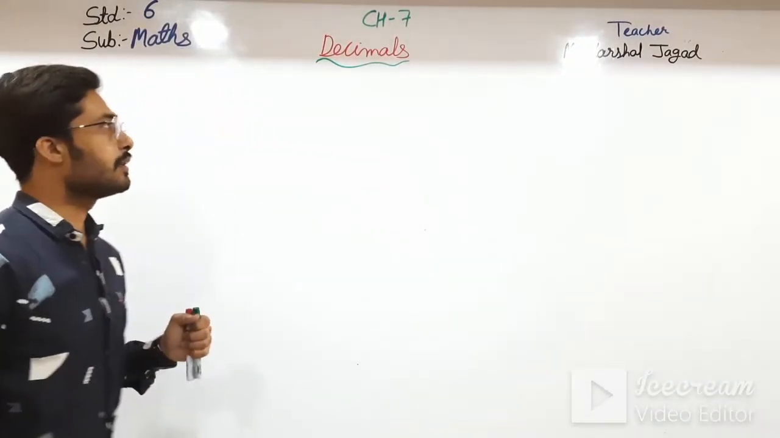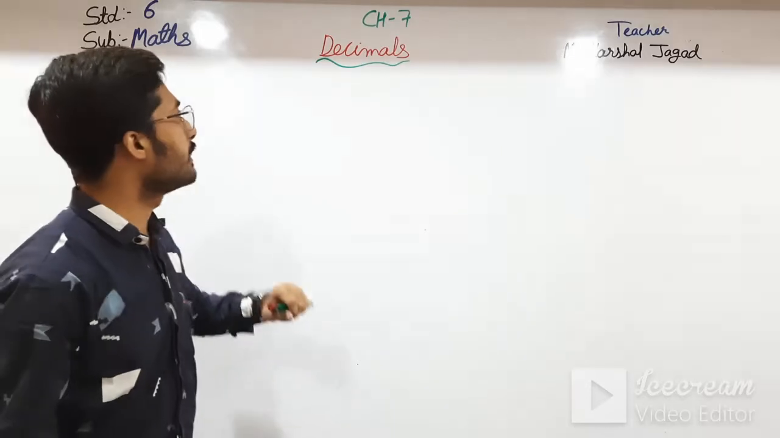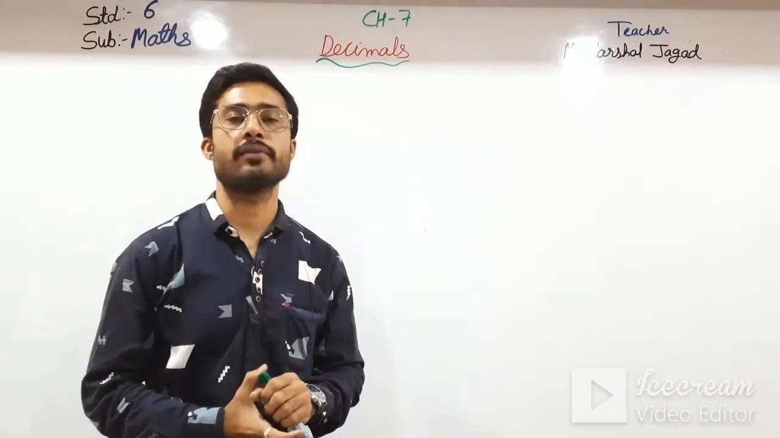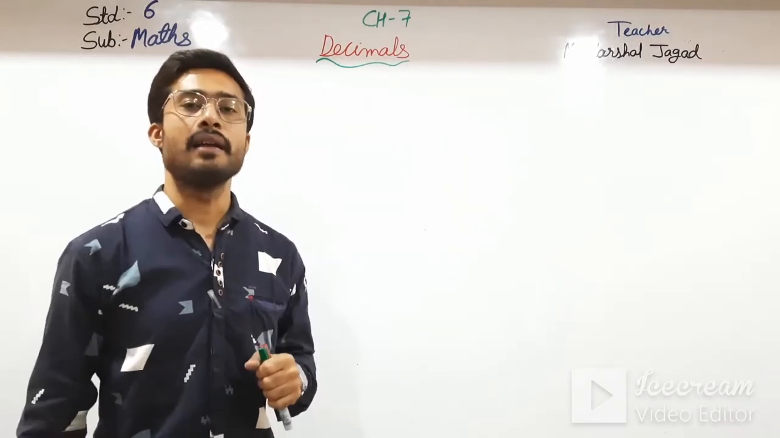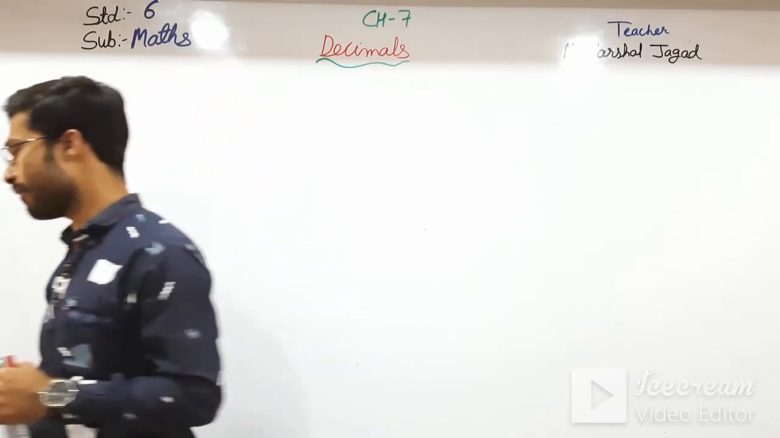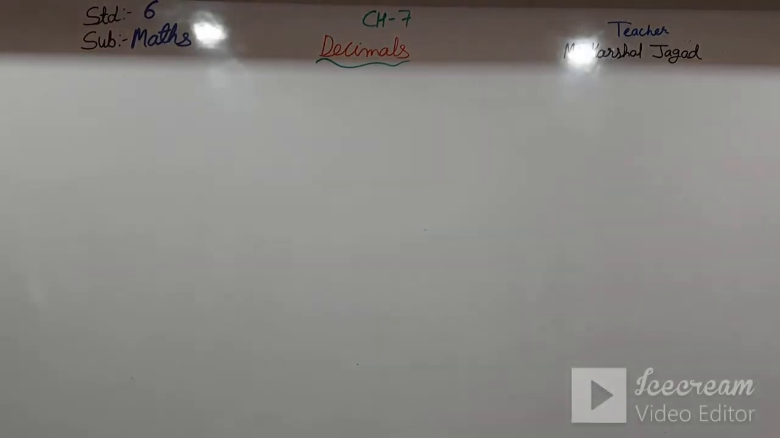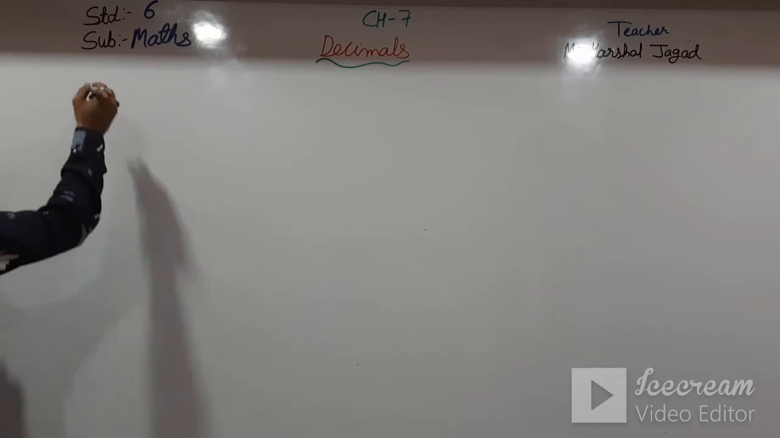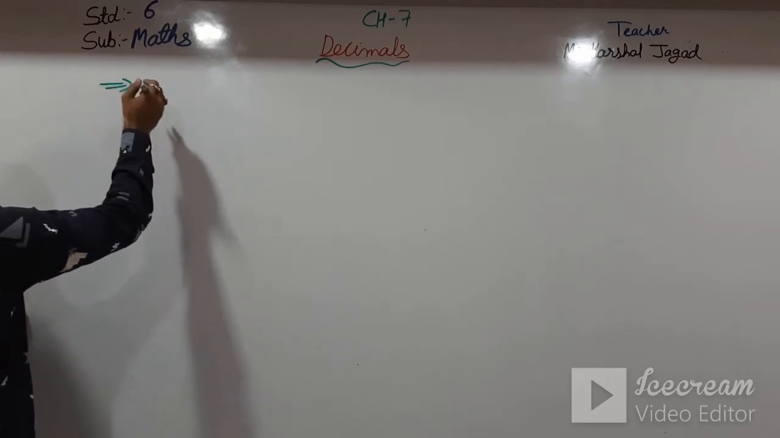So in the previous video we have just started chapter number 7, that is decimals. In that we have seen up to like decimals and unlike decimals. Now moving forward, here we will see converting unlike decimals to like decimals. See here how we will do that.